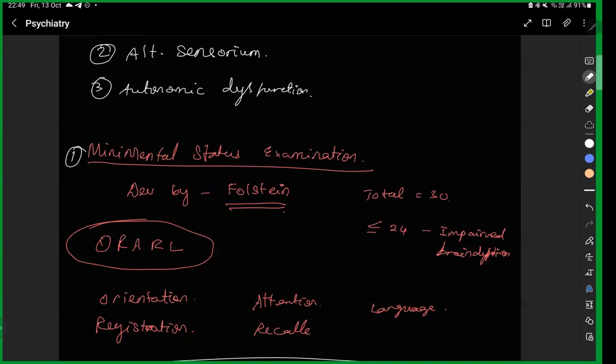The score is 30 out of 30, and at least 24 should be there. When it is less than 24, you call it impaired brain function. How will you remember it? Remember it as ORAL: orientation, attention, registration, recall, language. These are the things you are going to see.